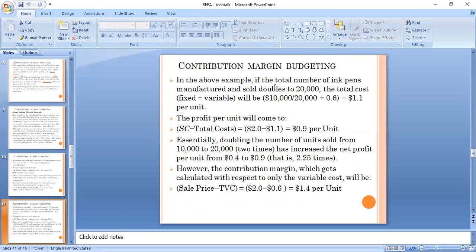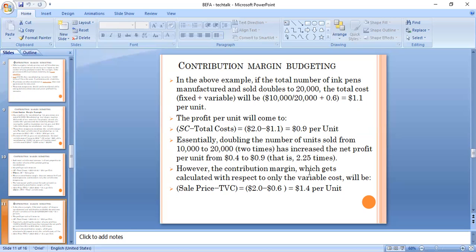In the above example, if the total number of ink pens manufactured and sold doubles to 20,000, the total cost, fixed plus variable, will be $10,000 by 20,000 plus $0.6, equal to $1.1 per unit. The profit per unit will come to S minus total cost, equal to 2 minus 1.1, equal to $0.9 per unit. Essentially, doubling the number of units sold from 10,000 to 20,000, two times, has increased the net profit per unit from $0.4 to $0.9, that is 2.25 times.